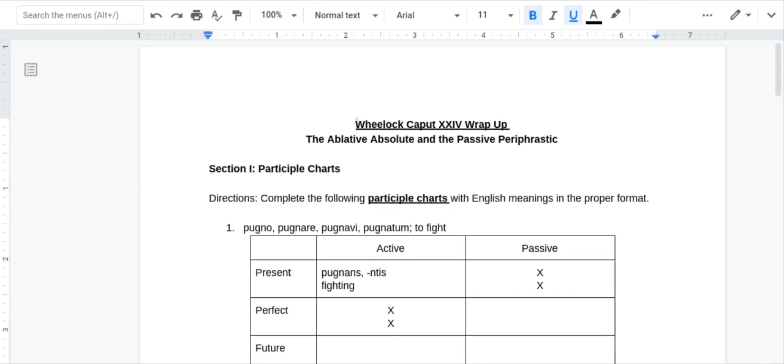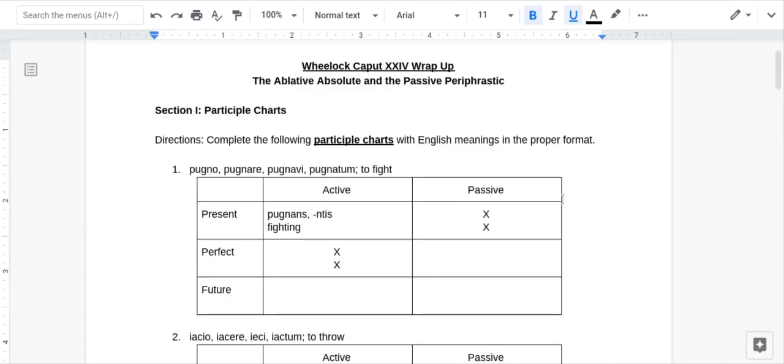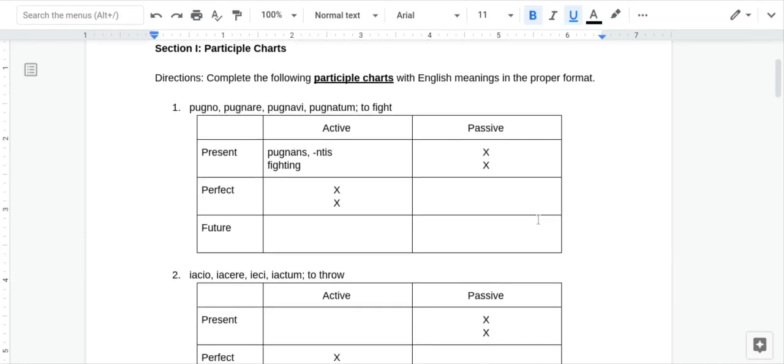I'm going to walk you through the appropriate responses to this. You'll have some questions to answer. And this should be a good recap of what we had been doing before we get into the next chapter. All right. So you guys had to do some participle charts.